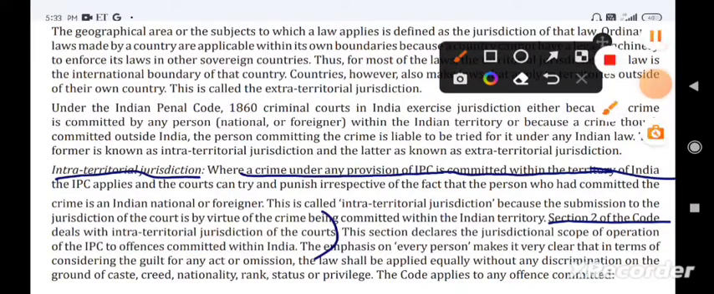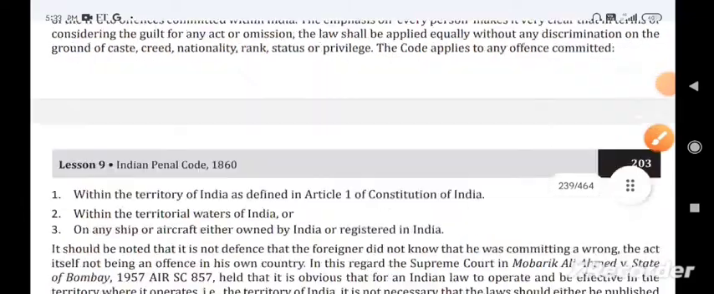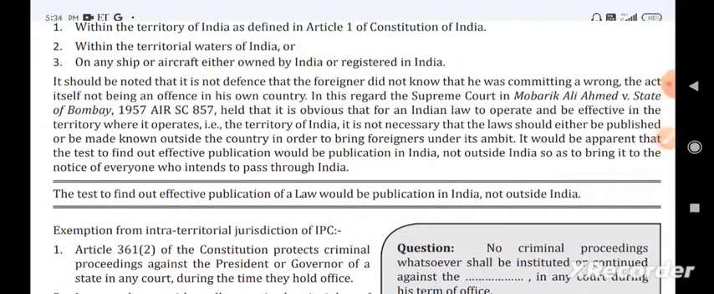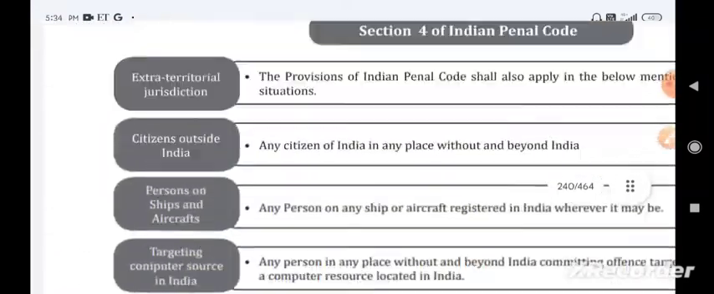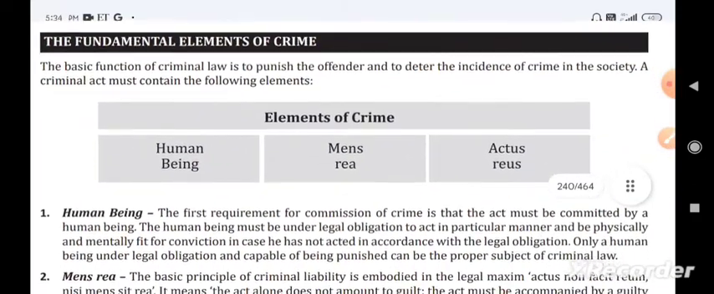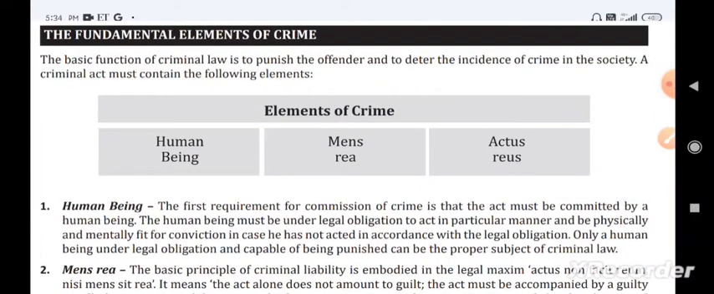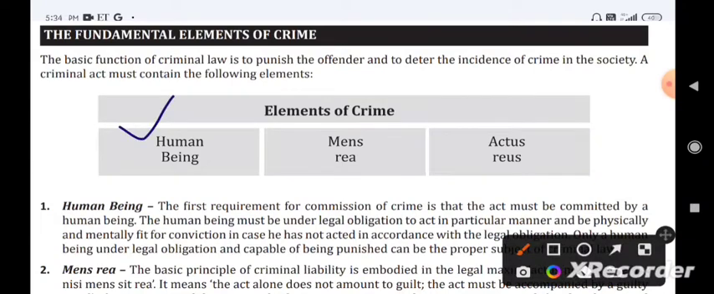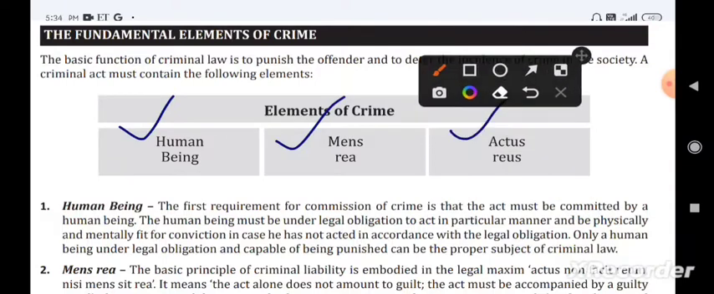Next we'll go into the fundamental elements of crime. These are the fundamental elements of crime: human being, mens rea, and actus reus. What do they mean? Mens rea, we all know, is the bad intention behind the crime. And human being means the act must be committed by a human being.